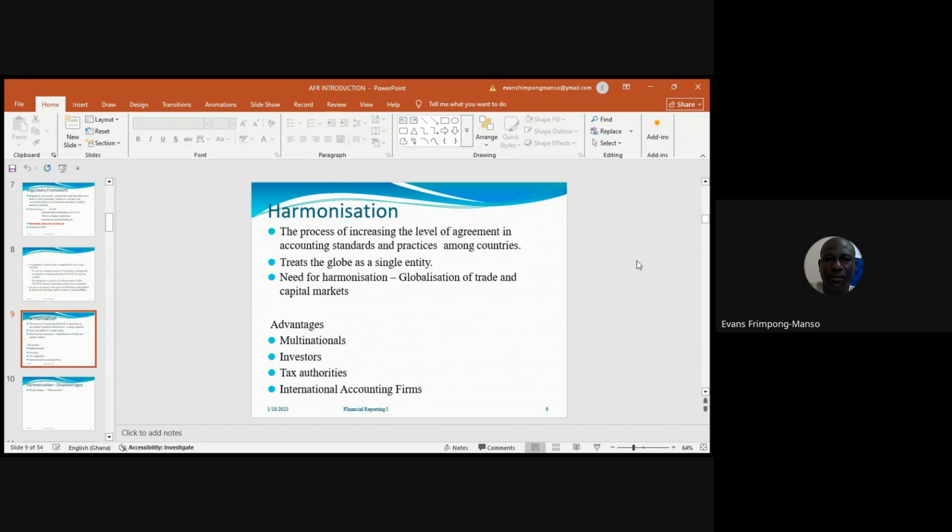Let me ask you. So what are the big four audit firms, as a business student? Let's discuss that one. What are the big four audit firms in Ghana?